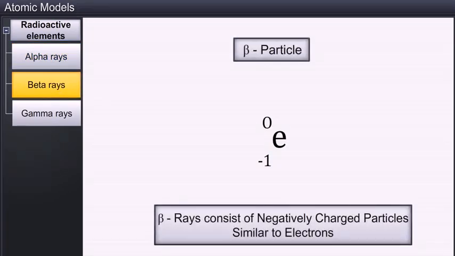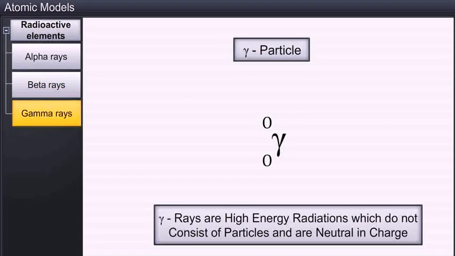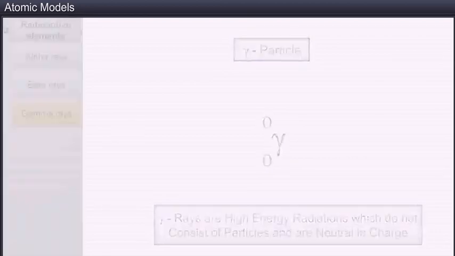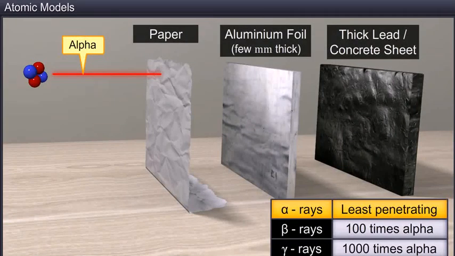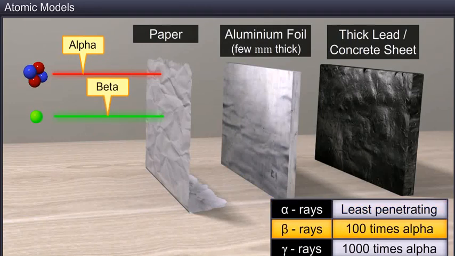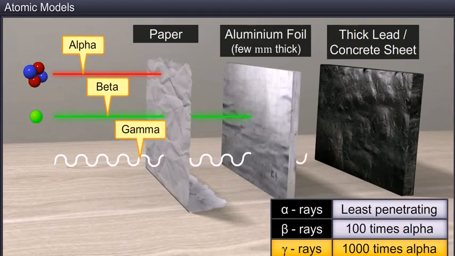The beta rays are negatively charged particles similar to electrons. And the gamma rays are high-energy radiations like X-rays. Unlike alpha and beta rays, gamma rays do not contain particles and are neutral in nature. The alpha particles have the least penetrating power among the 3. The penetrating power of beta particles is nearly 100 times and the penetrating power of gamma rays is 1000 times more than that of the alpha particles.